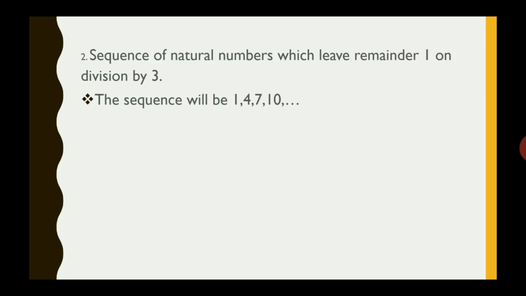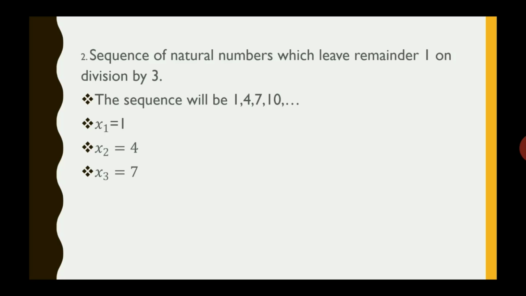Now we have to consider the terms. The first term will be 1, the second term will be 4, the third term will be 7. Now we have to find the relationship between the position and the term. The first position is the term 1, the second position is the term 4, and the third position is the term 7. Now we have to see what the nth term will be.